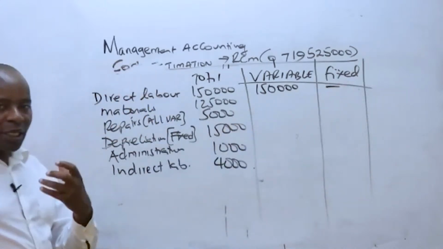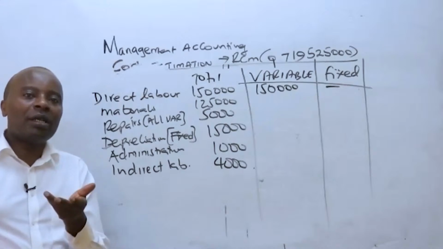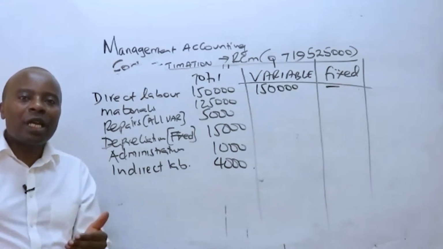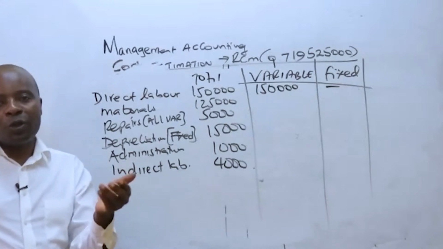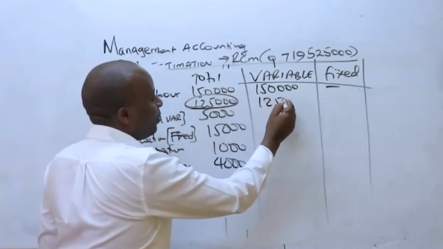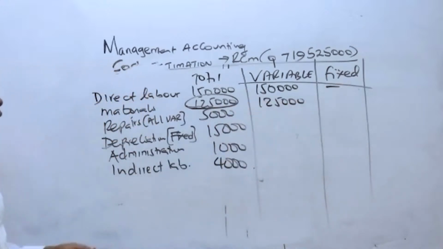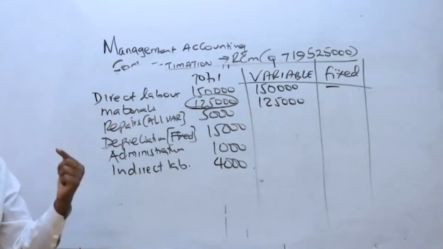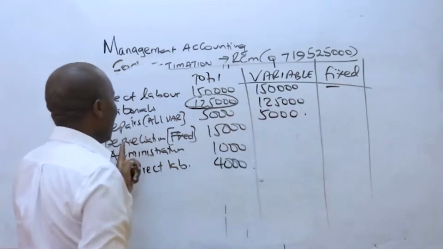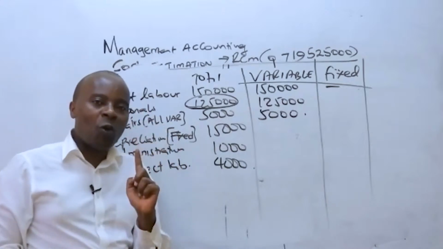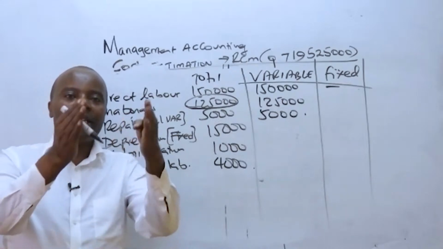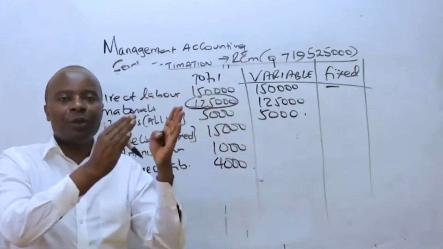Then we have materials, like I gave you a very good example of timber. We expect that the more timber we acquire, the more the timber cost will be, so materials, unless you're told otherwise, the entire figure will always be slotted under variable cost. Then we look at repairs. What have they told us? They will really guide you. Repairs, all variable, 5,000. Then we have depreciation. Even if you're told depreciation, like now the straight line method, we normally have constant depreciation amounts. So depreciation will always be what?